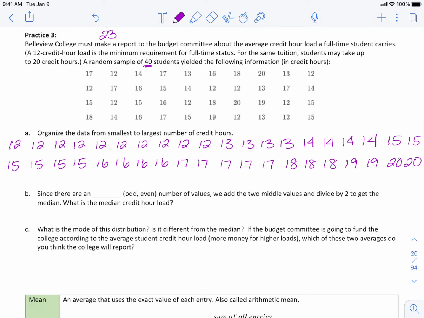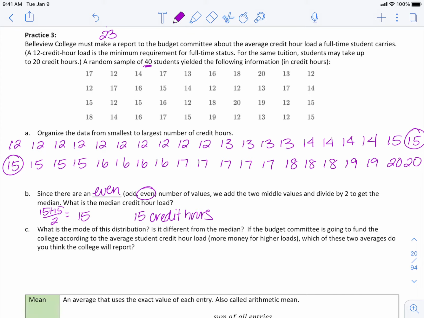Okay, for B, since there's an even number, because we know that there's 40 students, an even number of values, we add the 2 middle values and divide by 2 to get the median. What is the median credit hour load? Our middle two are 15 and 15. So if we do 15 plus 15 and divide by 2, we're obviously going to get 15.